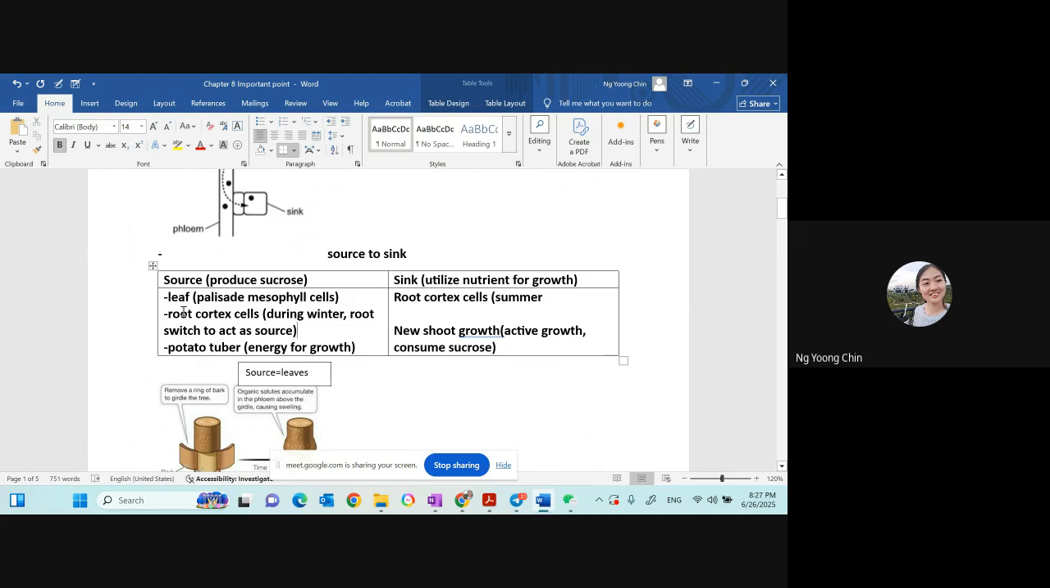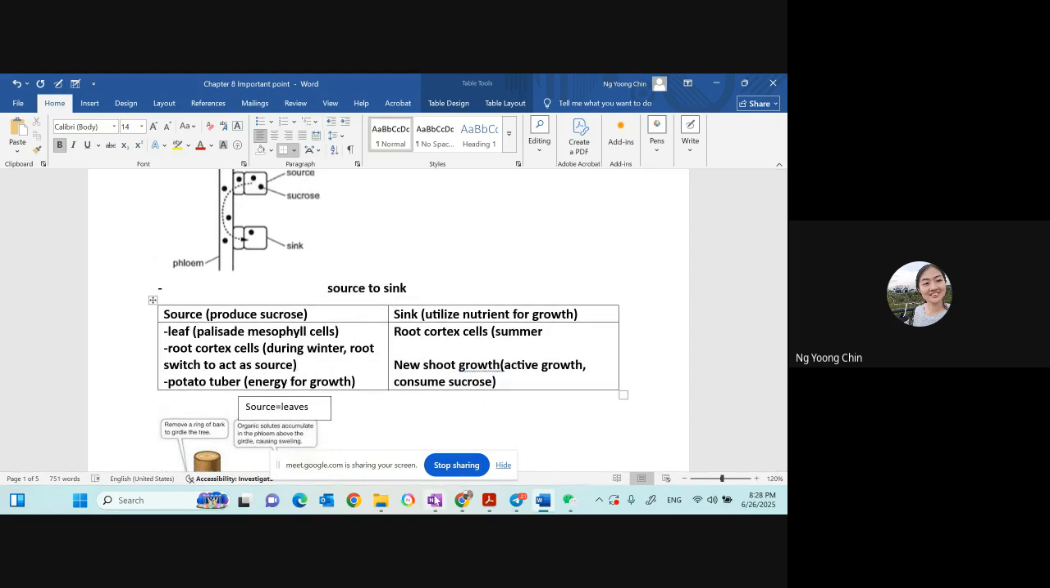They will change their role from the sink to become the source, because they need to provide nutrients to the plant cell to sustain its life. Inside the root cortex cell, they actually store a lot of sucrose and starch, which is energy storage. The root cortex cell is just like an energy storage site. It's like our liver cell and muscle cell, where we also store glycogen. If our body is lacking glucose supply, the glycogen stored in our liver cell and muscle cell will be broken down to release glucose to the bloodstream. Just similar to that.